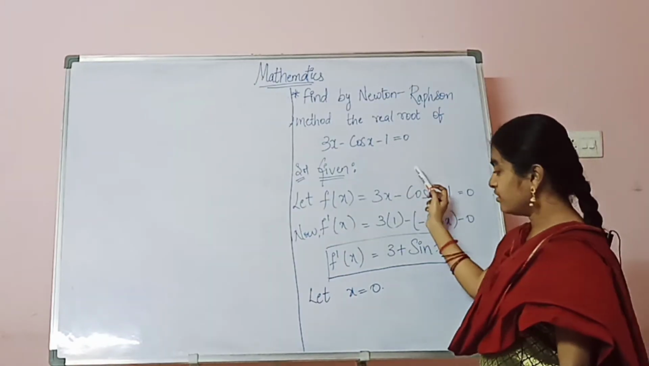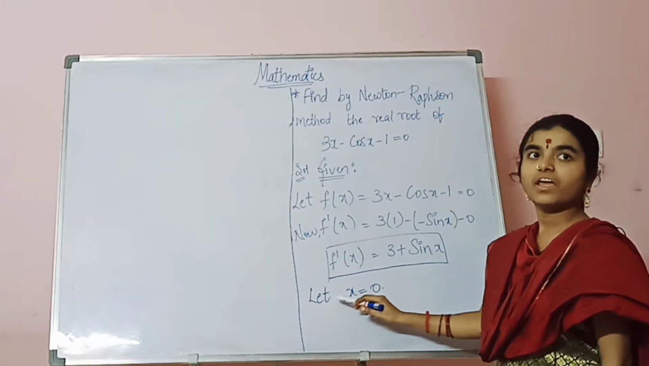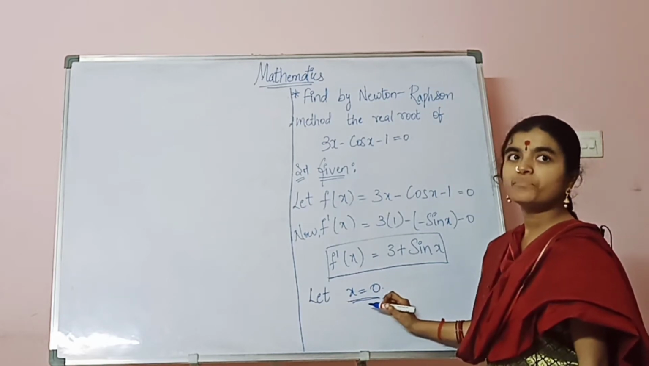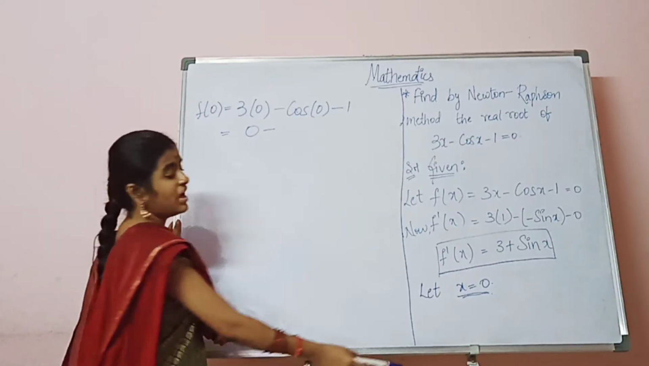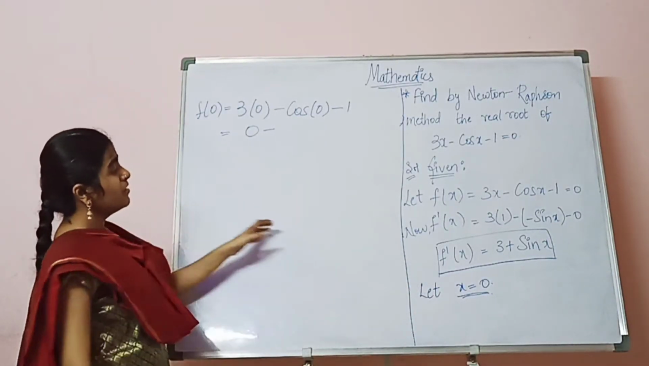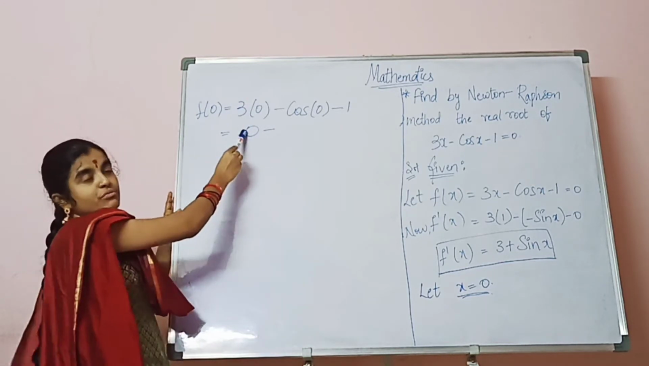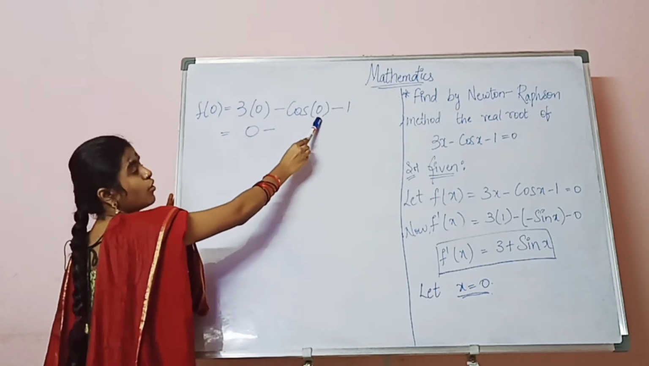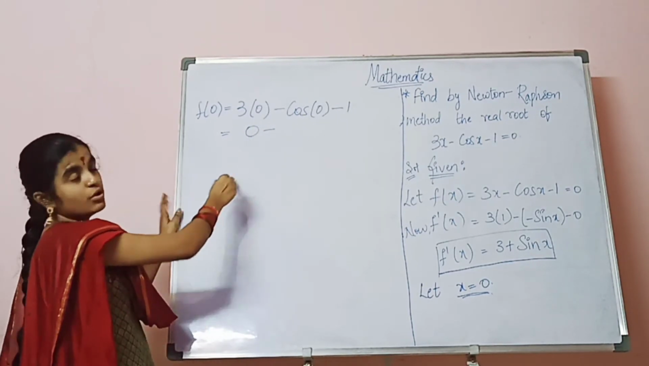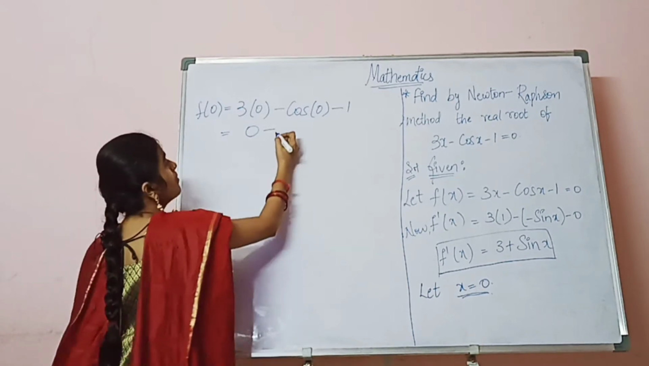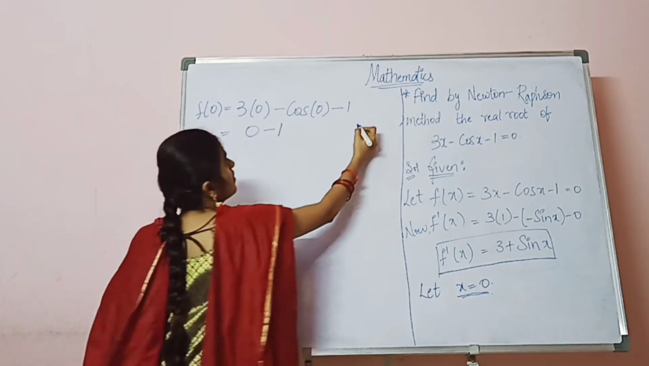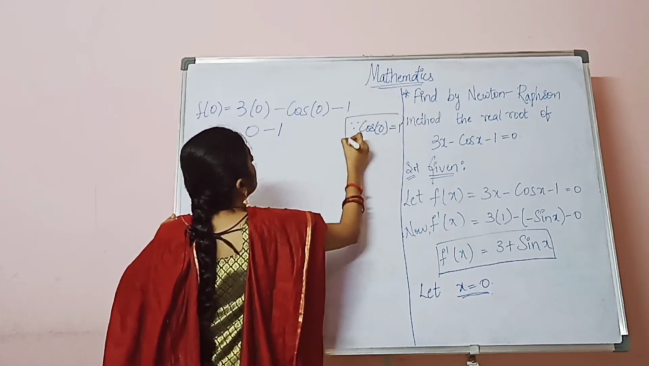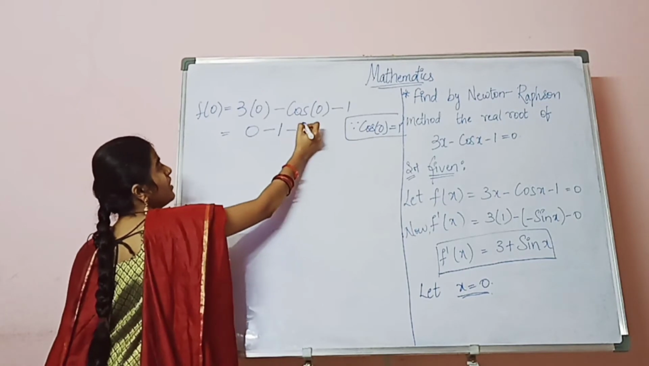Now for finding the real roots, we have to take x equals 0 and substitute this x value in the place of f of x. So f of 0 equals 3 into 0 minus cos 0 minus 1. 3 into 0 is 0. Since cos 0 equals 1, so minus 1 as it is.